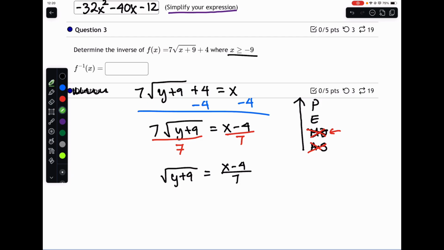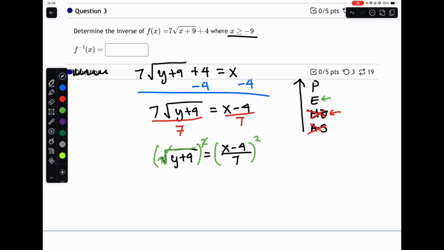We're now going to worry about exponents. Well, this is technically an exponent. Taking the square root of something is technically raising something to the 1/2 power. So we are going to get rid of that exponent by raising it to the second power. So this and this cancel out, and we end up with y plus 9 equals x minus 4 divided by 7 to the second power.